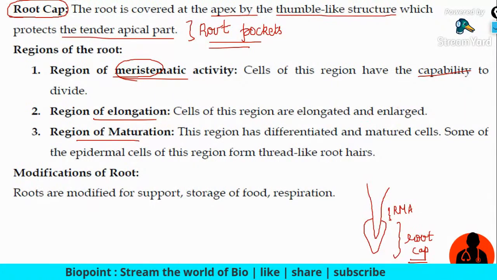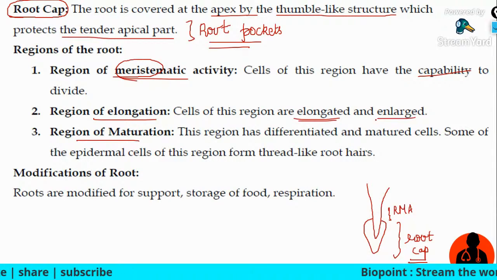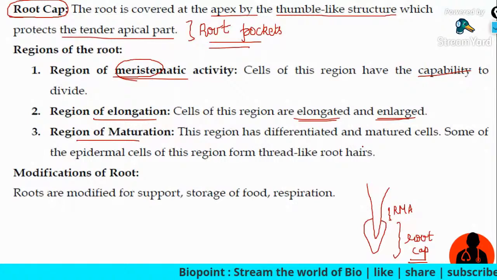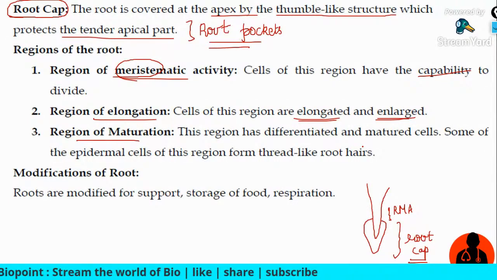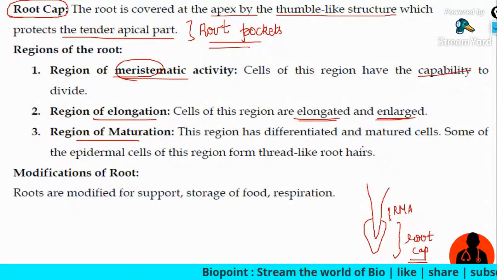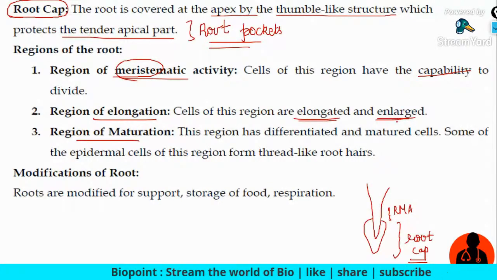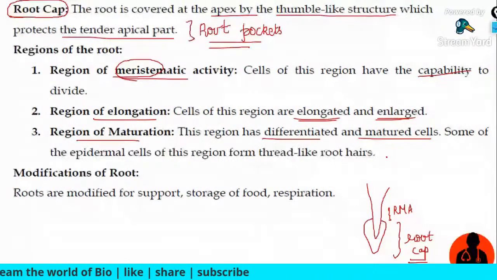Yes. Region of elongation: cells of this region are elongated and enlarged. Elongated region means after the cells are divided, what happens? The cells of the region have to be elongated and enlarged. So those processes happen inside the region of elongation. Whereas the last region, the region of maturation, you would find differentiated and matured cells.